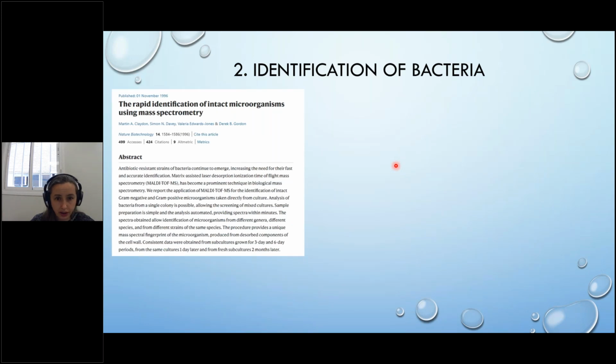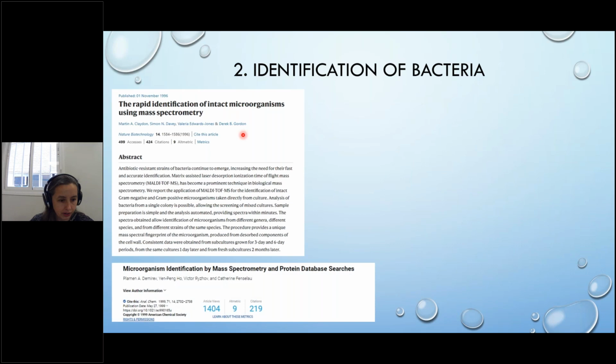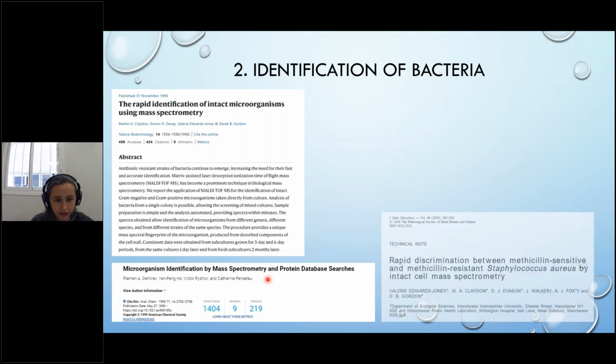So shortly after the development of this technique, there was a huge number of really impactful papers. This is a Nature Biotechnology paper, 1996, about how this procedure was applied in the laboratory. Shortly after that, there was this other paper from Professor Fenselau describing the identification of bacteria with mass spectrometry and its comparison with different databases.